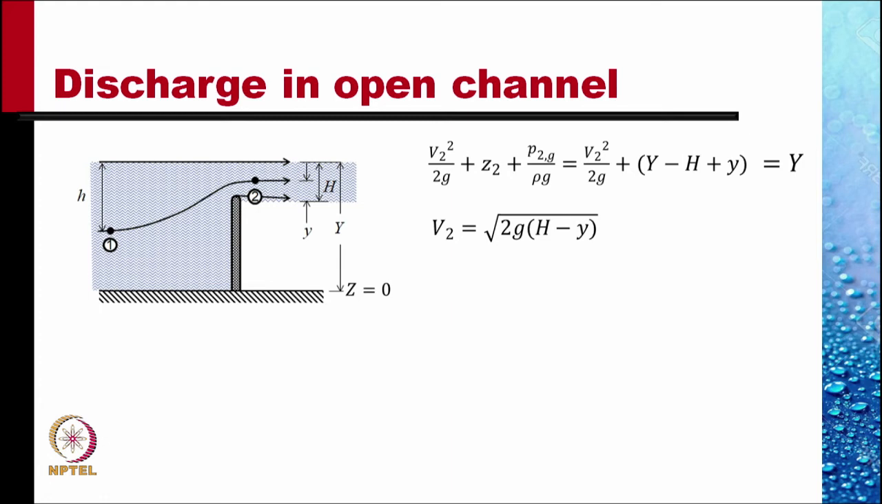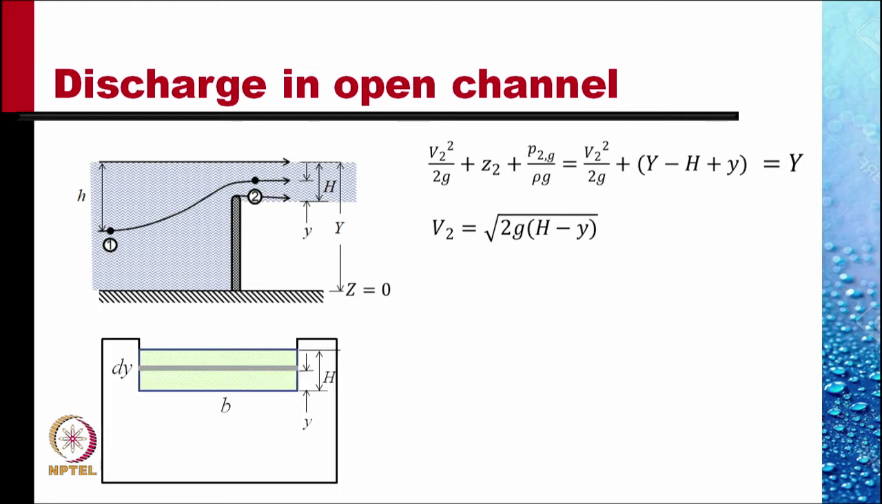It varies with y, the location of the point within the jet. This value is maximum when y is equal to 0, that is at the bottommost point in the jet coming out, and this is minimum when y is equal to capital H. We can assume the velocity there to be 0.